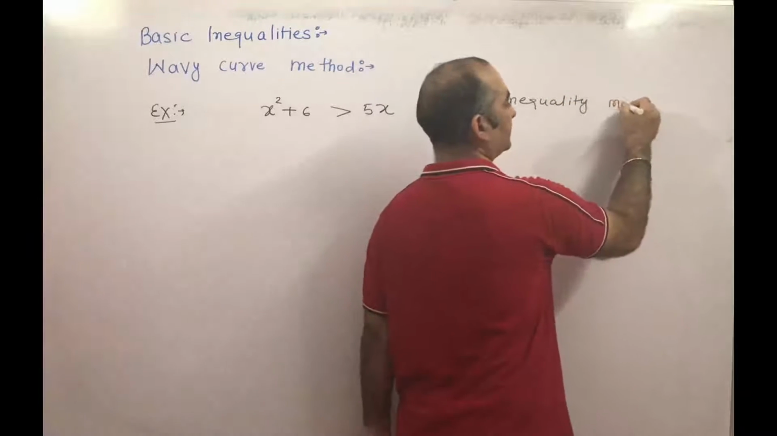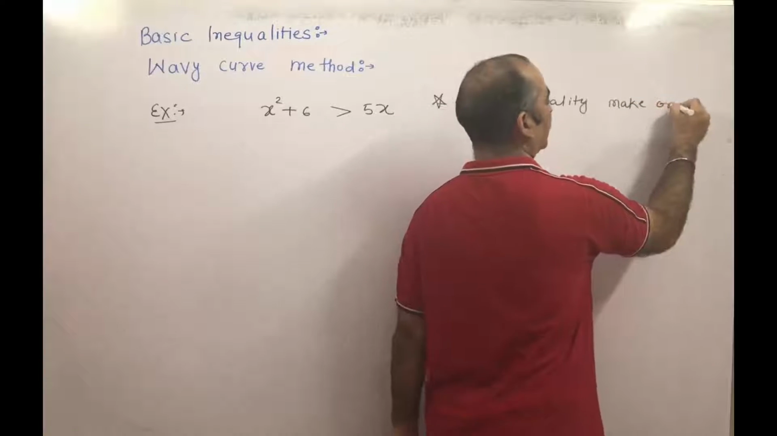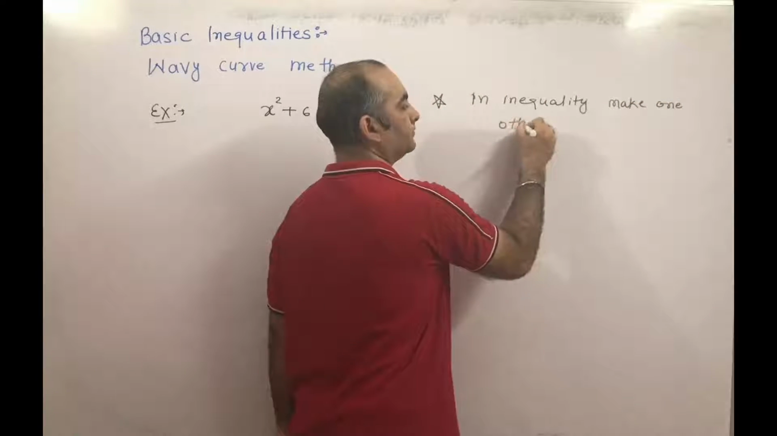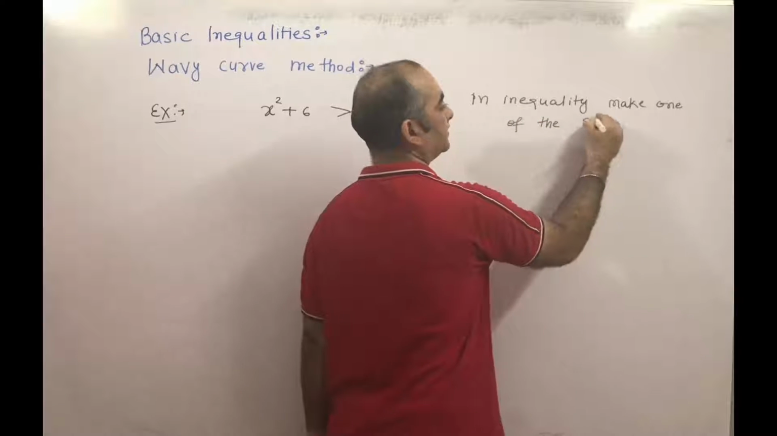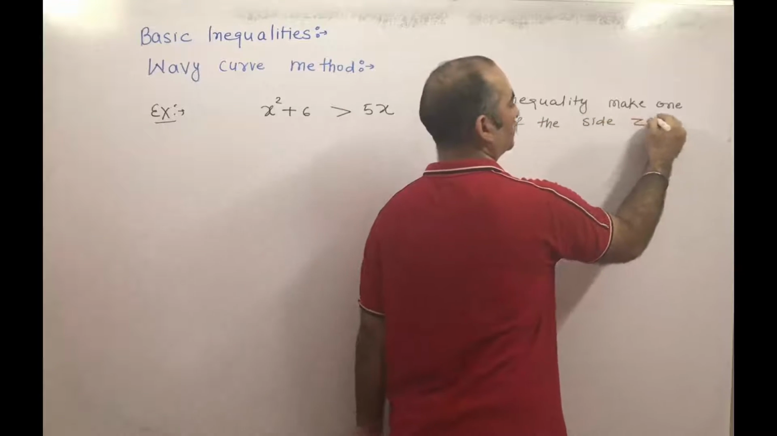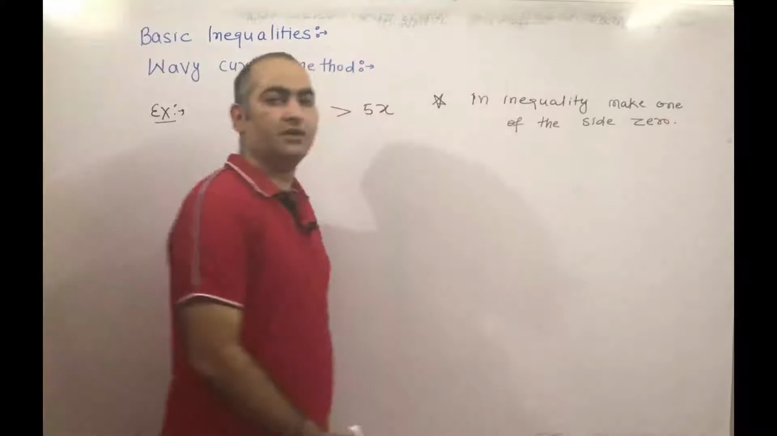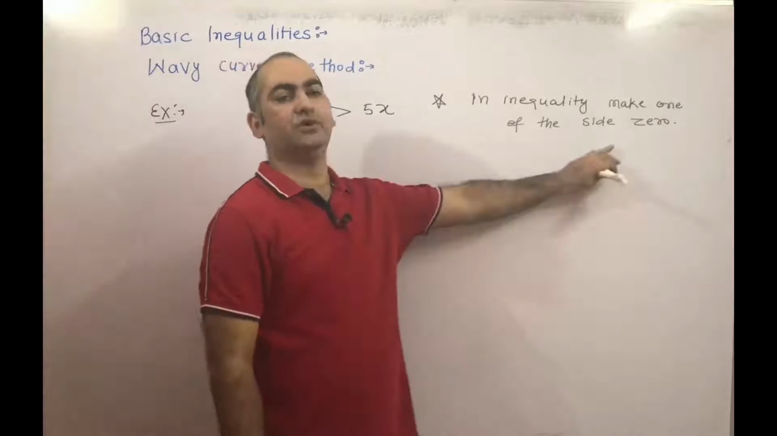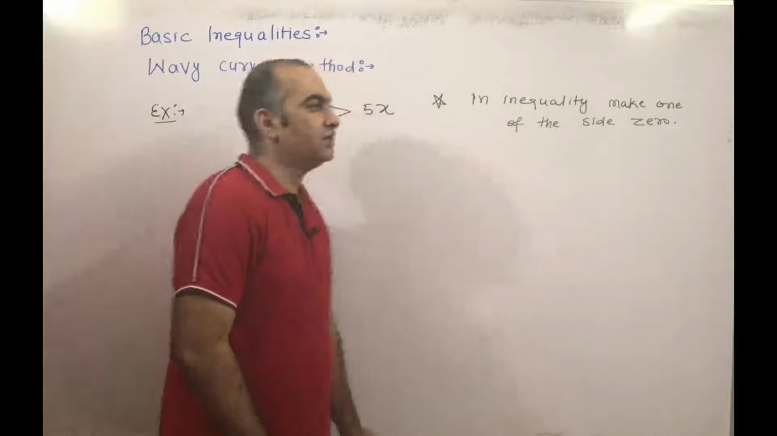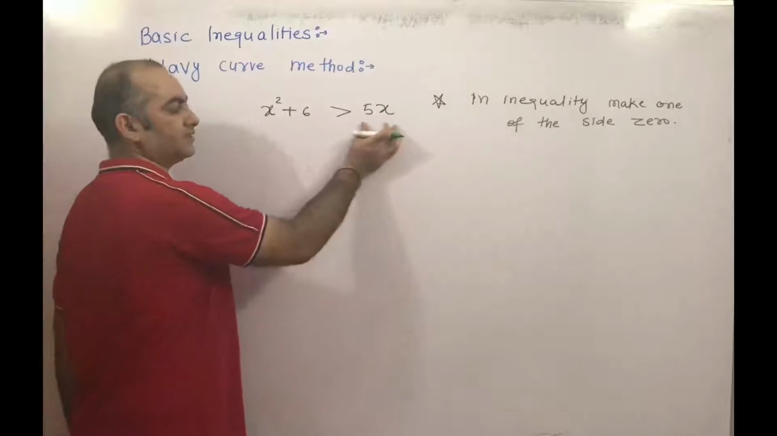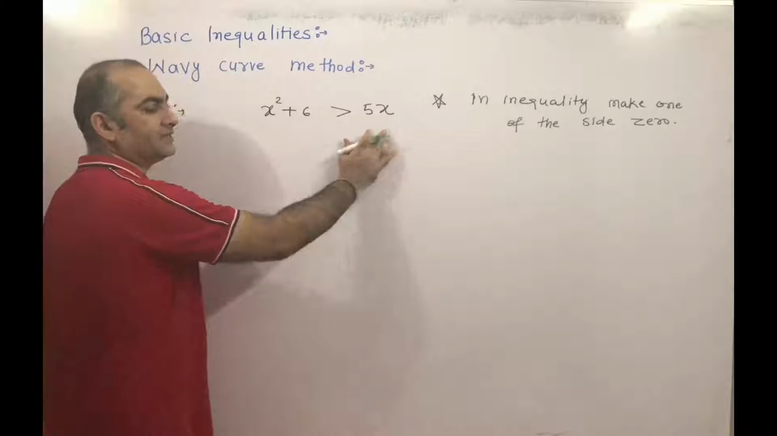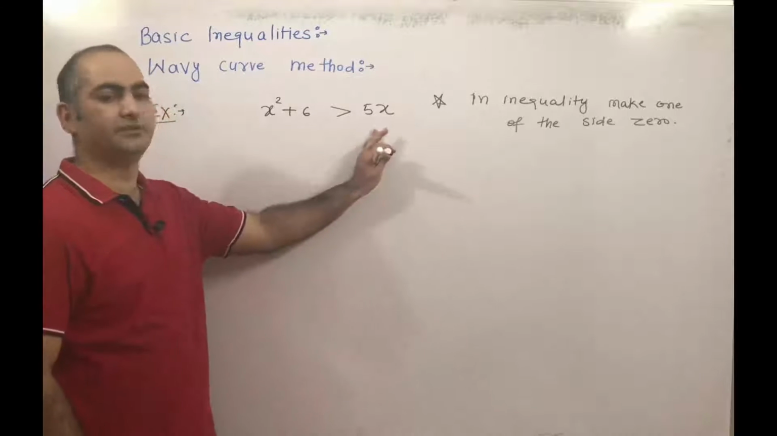make one of the sides 0, either left hand side or right hand side. So this is the inequality. This is LHS, this is RHS. We are making RHS 0. So how to make RHS 0?